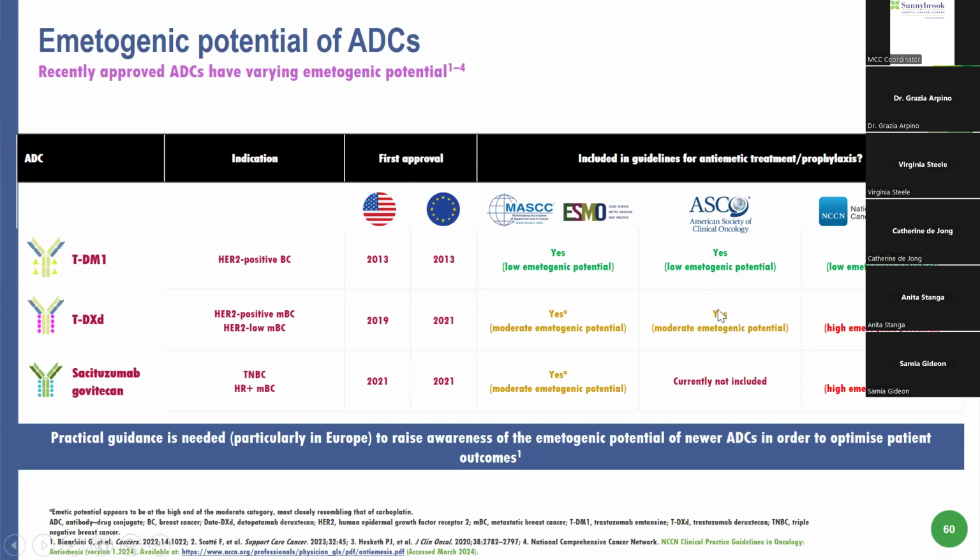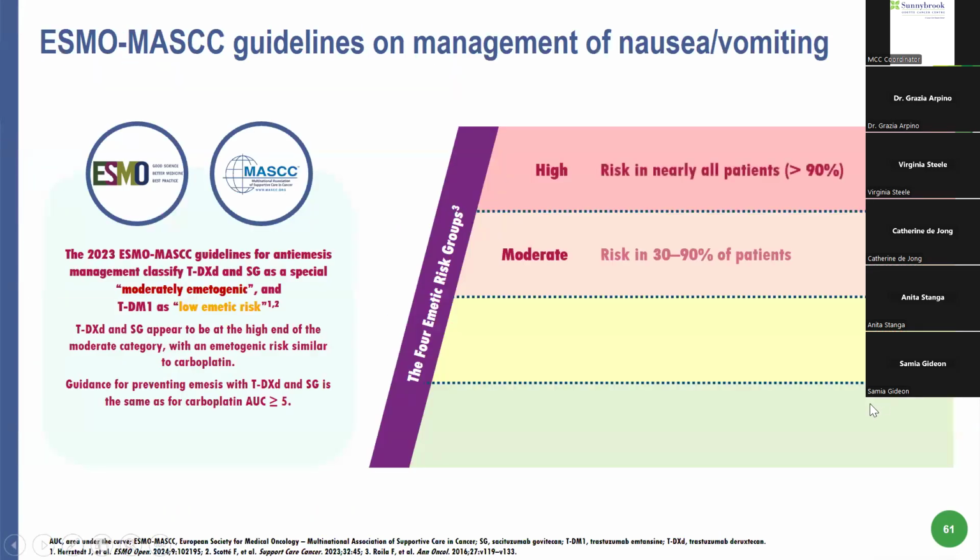So there is no disagreement among the guidelines. For T-DXd, the ESMO guidelines consider it moderately emetogenic, as well as the ASCO guidelines, whereas NCCN considers it highly emetogenic. For sacituzumab govitecan, we have the same picture: ESMO, moderately emetogenic, and highly emetogenic for NCCN.